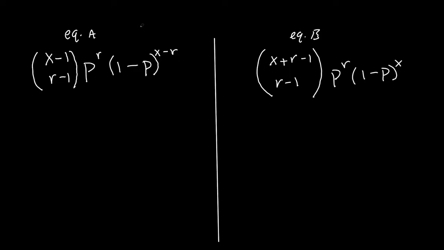The negative binomial. Both of these equations attempt to solve the same problem, but they're a little bit different in a very small way. And in this video, we're going to discuss how they're different and solve a simple problem that will make the differences a little bit more clear for you.